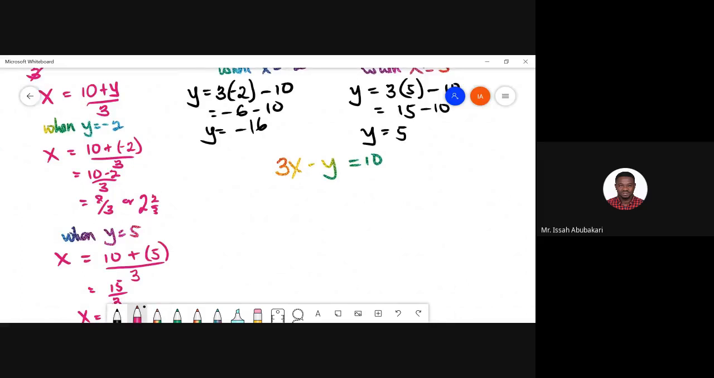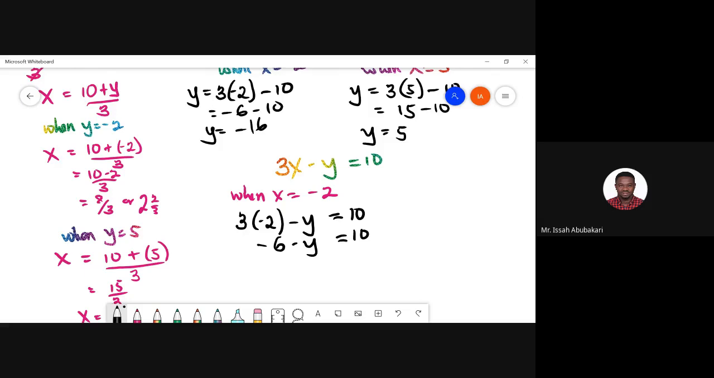With method 1, we are saying that when x is equal to -2, just put x equal to -2, and you're going to get 3(-2) minus y is equal to 10. Then expand the bracket and find y. 3 times -2 is what? -6 minus y is equal to 10.